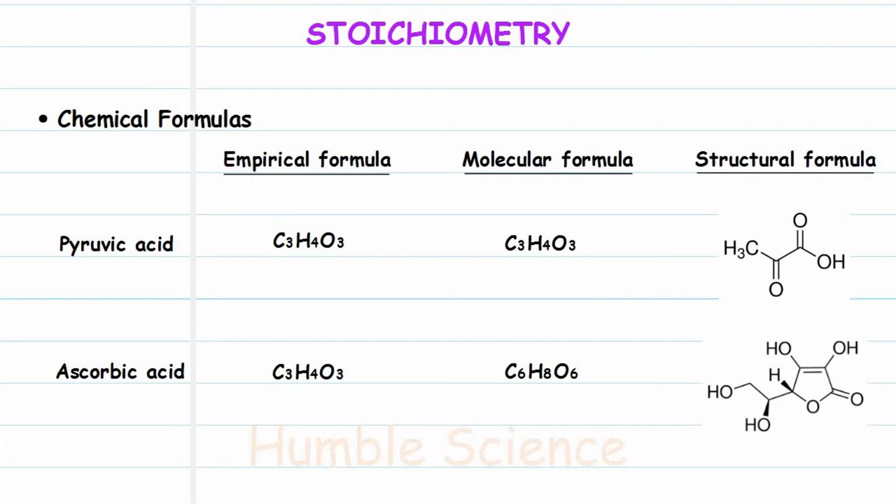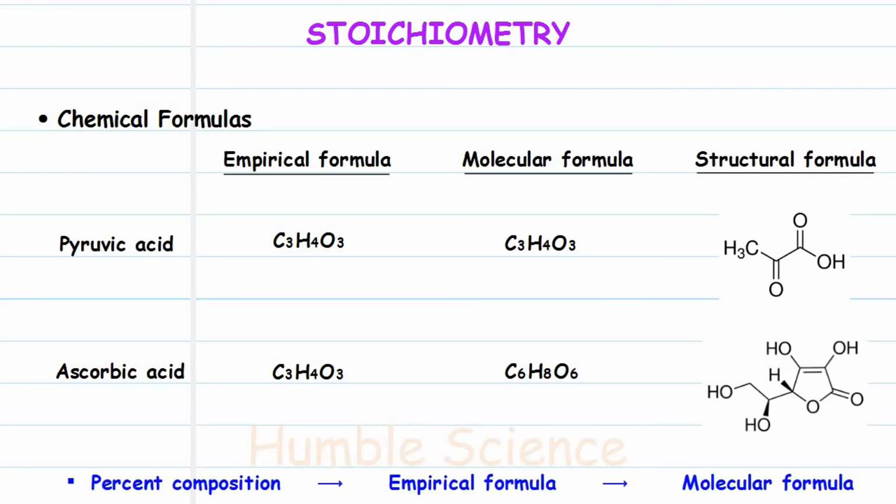Some compounds may have identical empirical and molecular formulas. For example, pyruvic acid, which is involved in many metabolic pathways, has the same empirical and molecular formulas, C3H4O3. However, for some compounds, the empirical and molecular formulas are different. For example, ascorbic acid, which is a key chemical component in vitamin C, has the empirical formula of C3H4O3 and the molecular formula of C6H8O6.